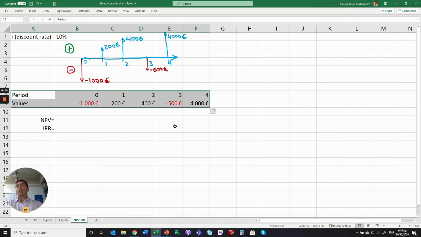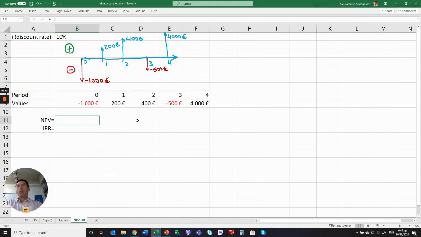And in order to do that, I'm going to use the net present value equation, so I can do them all together. So that will be equal to net present value. I use the discount rate. This is the discount rate in the same period as the periods that I have the values in my investment. So that will be 10%. And then I can select all the values.